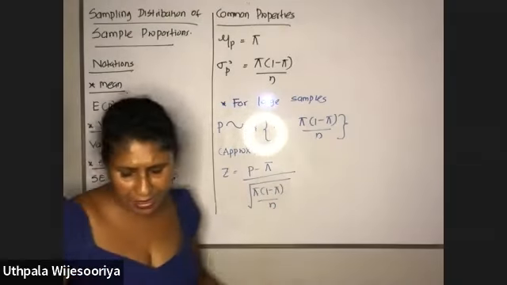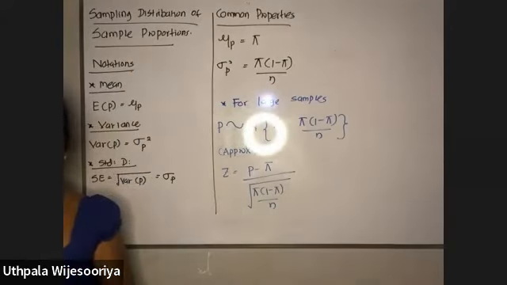That is the sampling distribution of sample proportions. Easy, no conditions. Very easy, common properties and no conditions, regardless of whether the population is normal or non-normal.